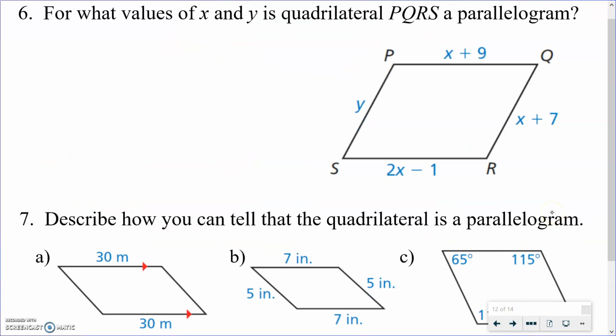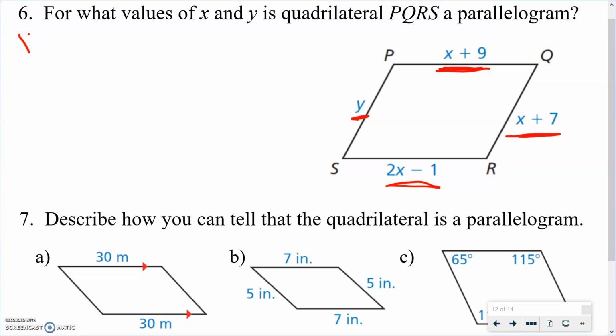Okay, we're going to do the same thing here again. We know that opposite sides of a parallelogram are congruent. So we need to figure out what value of x and y would make these sides congruent. And the first thing I see is that this side has a y and this side has an x. And so I need one of those values before I can find the other one. And I see that this side, PQ and RS, both have x's. So I'm going to solve that one first.